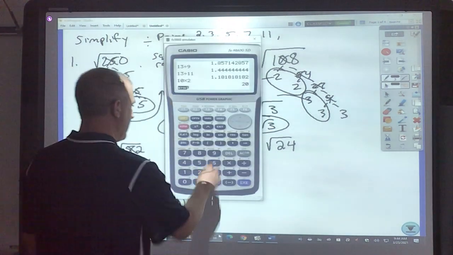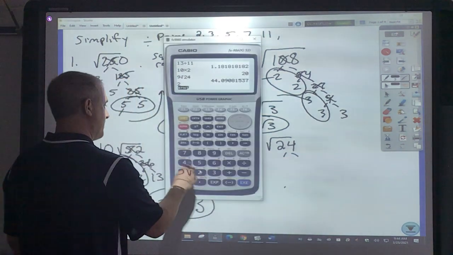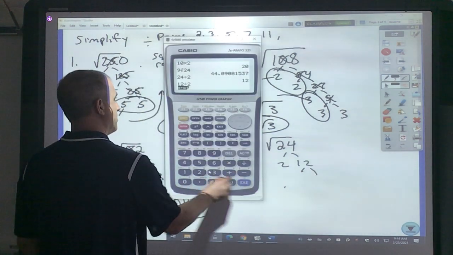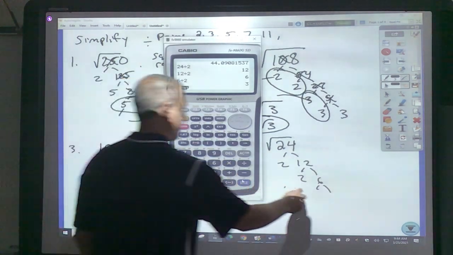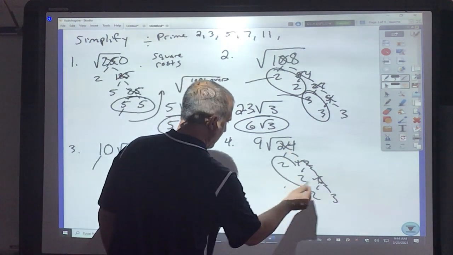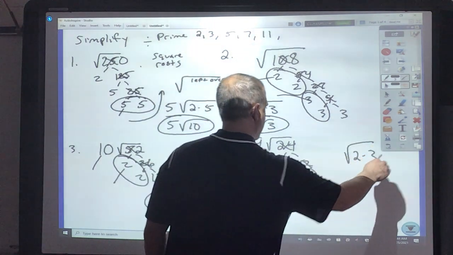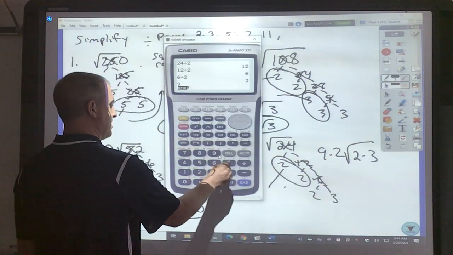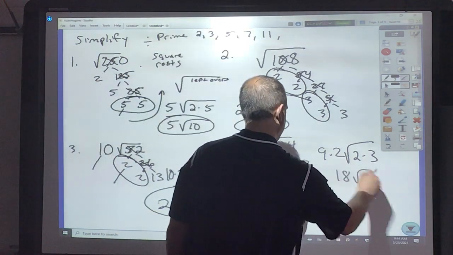Let's go to this one, 9 square root of 24. Now it doesn't work out nice. So try 24 divided by 2. That's 2 and 12. Try 12 divided by 2. 2 and 6. Try 6 divided by 2. 2 and 3. So cross all these off. Looking for pairs. Here's a pair. These are left over, so this would go on the inside. I take this and this. So I got 9 times 2 on the outside, which would be 18. 2 times 3 on the inside, which would be 6. So 18 square root of 6.